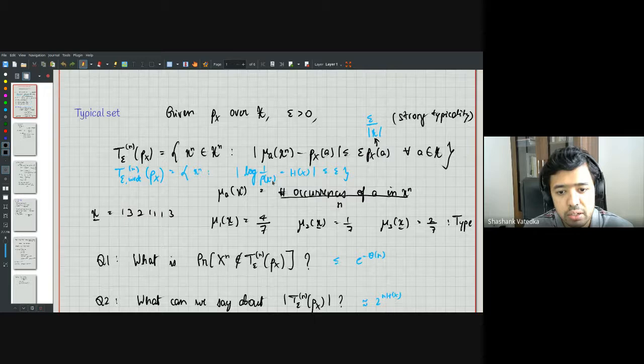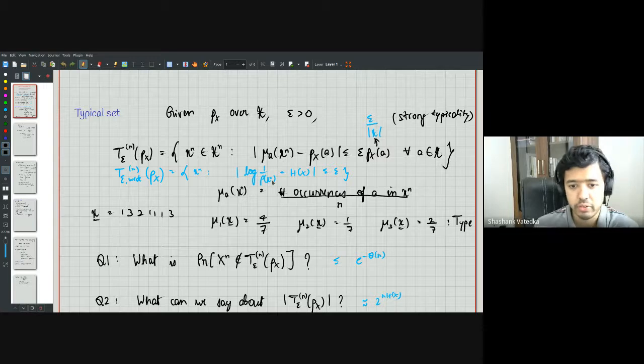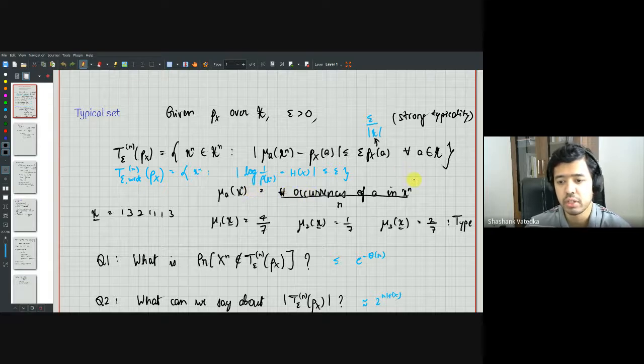Okay, so recall that for any given sequence x^n, and for any symbol a, we defined mu_a of x^n to be the fraction of occurrences of the symbol a in the sequence x^n. Right. So, for example, if you had the sequence 1 3 2 1 1 1 3, then mu_1 of x is the fraction of times the number 1 occurs in this sequence. Mu_2 of x is the fraction of times 2 occurs in the sequence, and mu_3 of x is the fraction of times 3 occurs in the sequence.